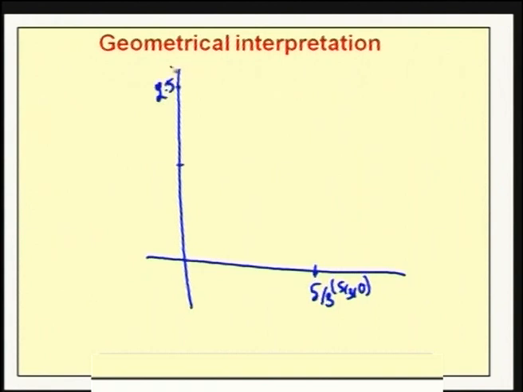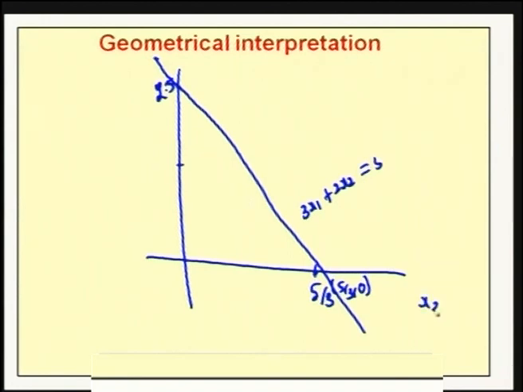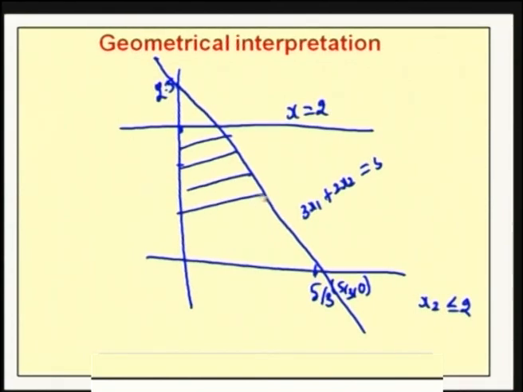So, this is the first constraint, 3 x 1 plus 2 x 2 equal to 5. The second constraint is x 2 less than or equal to 2. So, we have this is 2.5, and we will take this as 2. So, this is the line x 2 equal to 2. So, the solution space for this problem is this one. This is the solution space.